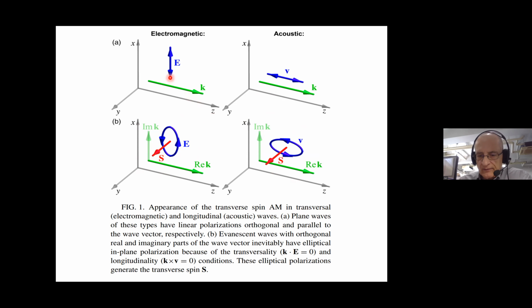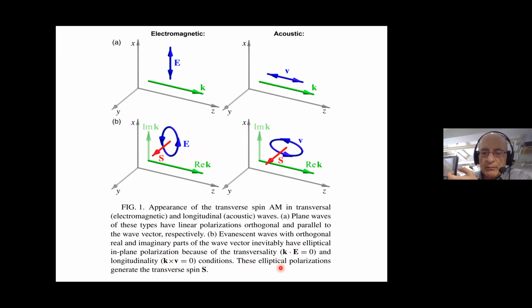These plane waves of this type have linear polarization, which are orthogonal and parallel to the wave vector. In B, these are evanescent waves. So this is in the bulk, and these are evanescent waves. So at the surface, there are these effects here. The evanescent waves with orthogonal real and imaginary parts of the wave vector inevitably have elliptical in-plane polarization because the transversality for Maxwell equation is K dot E equals 0 in this case. This is intrinsic to the Maxwell equation, but for the acoustic waves it is the K cross V condition.